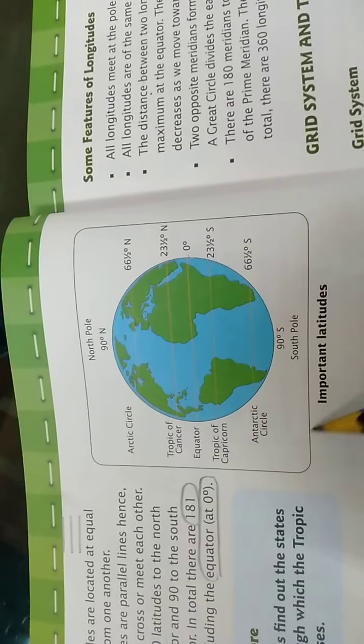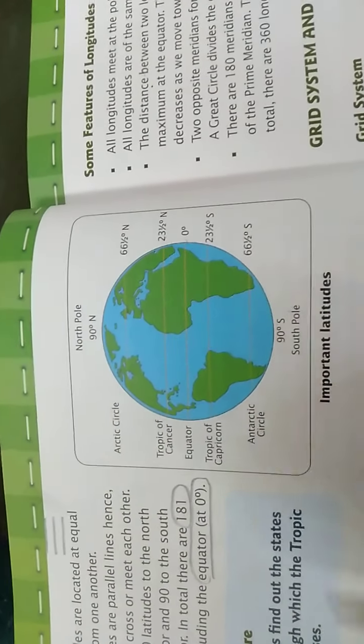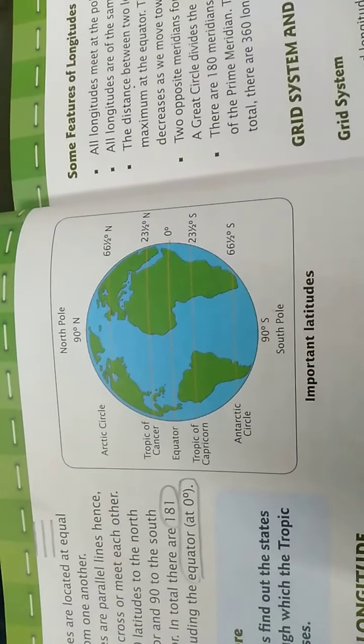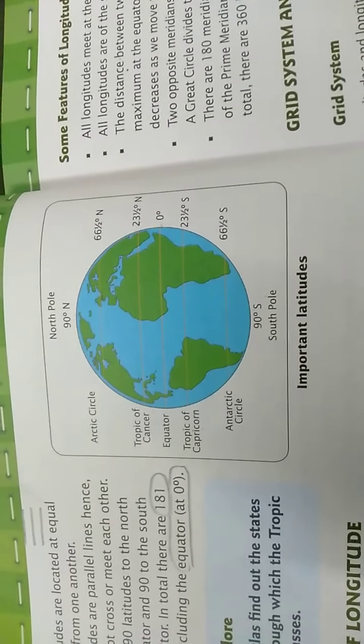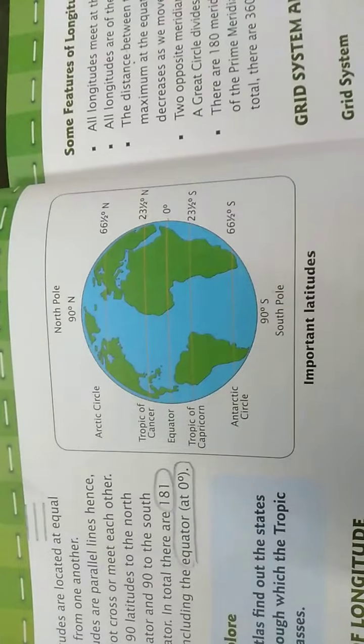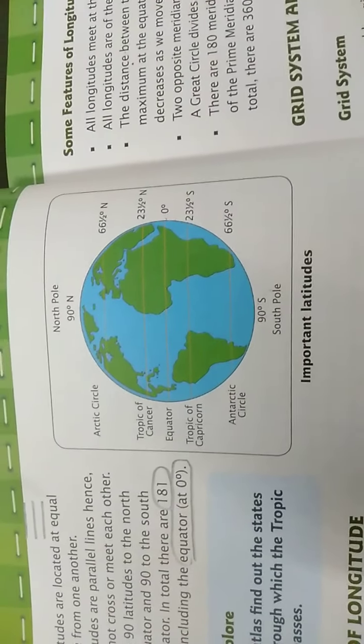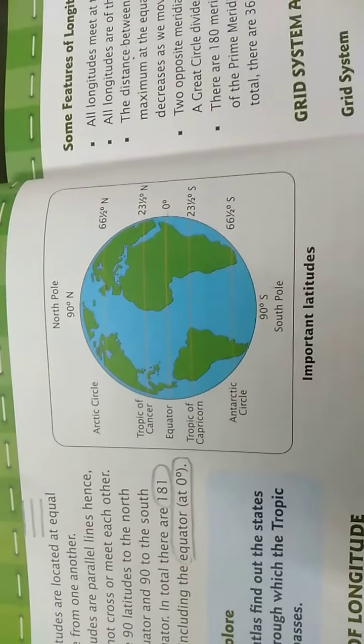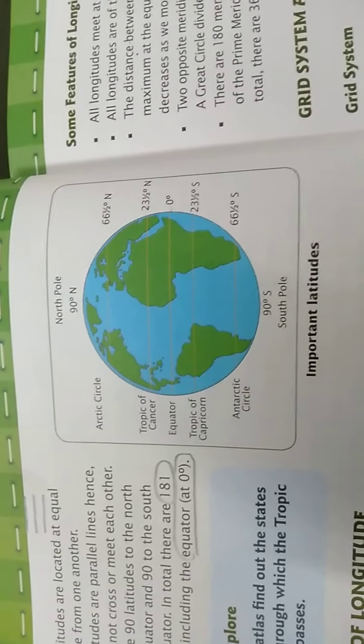So these are the important latitudes which are present on our earth, and they are just imaginary lines. That means they are not present in reality, but are just imaginary, made by us human beings, so that we can locate any place at any time with its exact location.